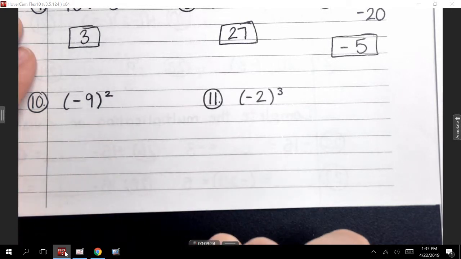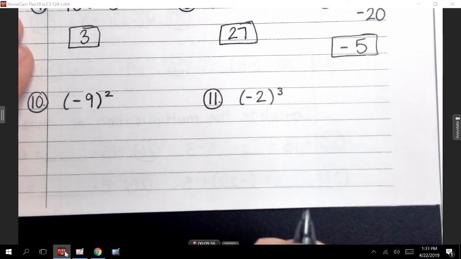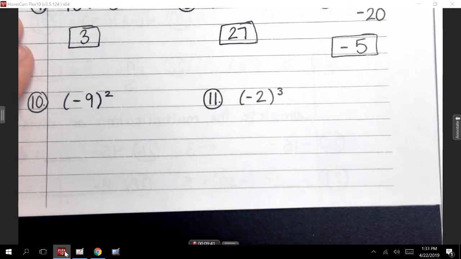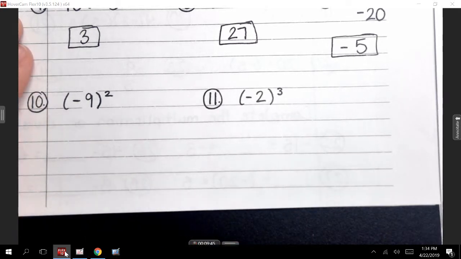Aaron? Davis? 9 times 2. Does not mean 9 times 2. Brady? 9 with 2 zeros. Fernando? 9 divided by 2. Addison? 9 times 9. All right, that's what Gabby said. 9 times 9 is very, very close. That's the closest thing I've heard, but there's something wrong with saying 9 times 9.